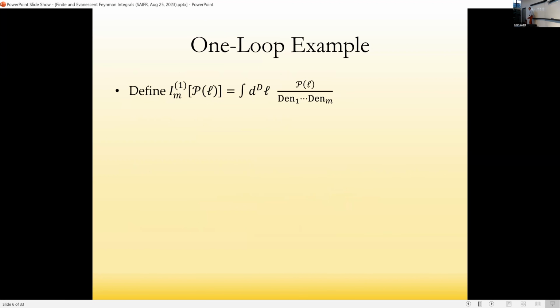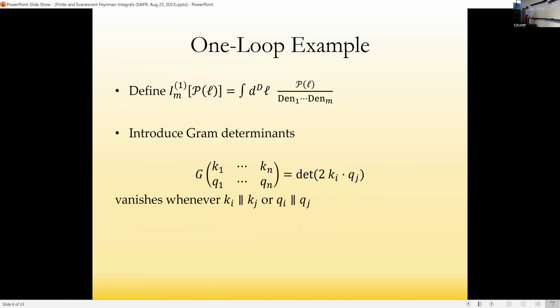Okay, so just a little bit of notation. We use the notation that when there's some polynomial in spinor brackets, that means that's the numerator. And the denominators, of course, are determined by the topology of the Feynman diagram. We'll also be making use of Gram determinants, which are just, for two sequences of momenta, the determinant of their dot products.